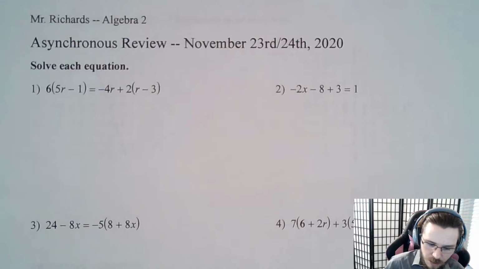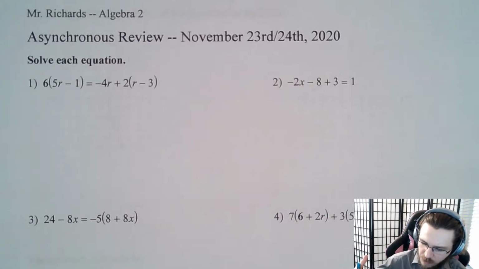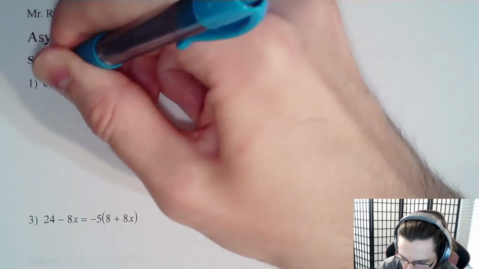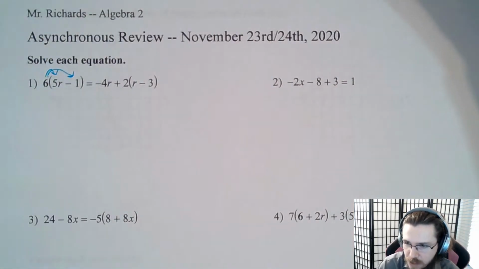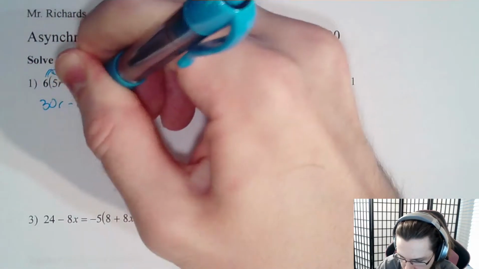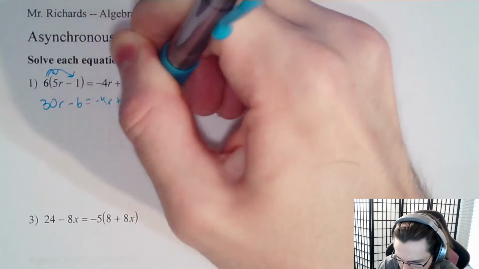Let's hop right into it. Solving each equation. This is more of our Algebra 1 review, but I am doing stuff since the beginning of the year, and nothing wrong with that. So this is 6 getting distributed. We're just doing distributive property. Same thing with the 2 on the other one there. So that's going to be 30r minus 6 equals negative 4r plus 2r minus 6.